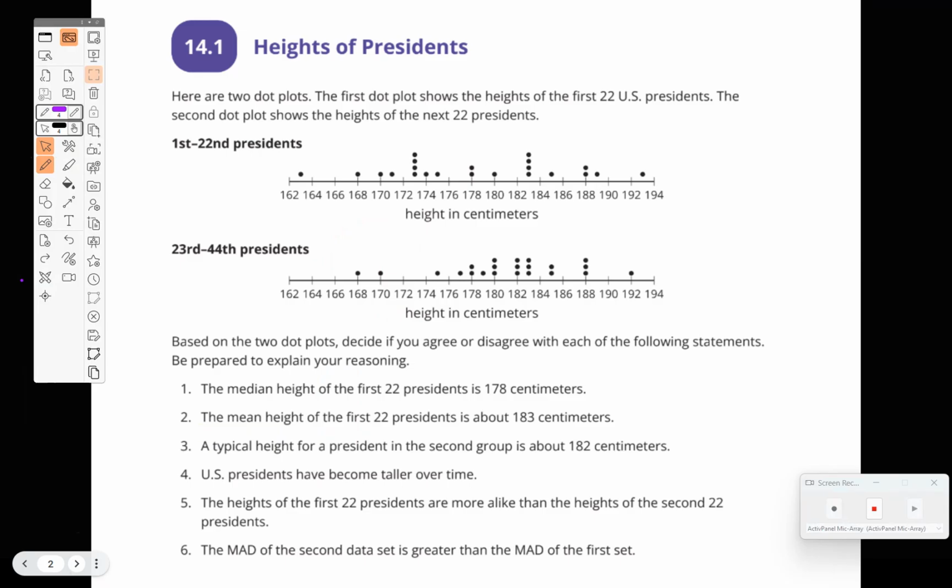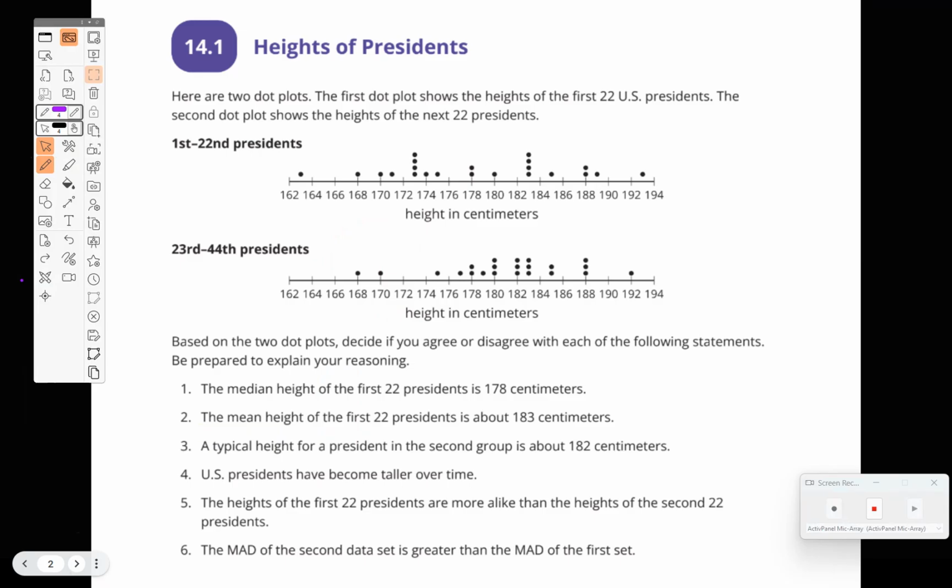The median height of the first 22 presidents is 178. So looking up here, what do you think the middle value is? 178. Why would you say 178? Trevor? Good. It's in the middle.